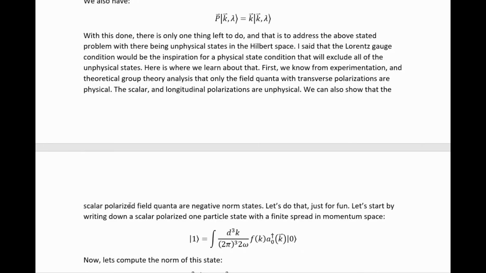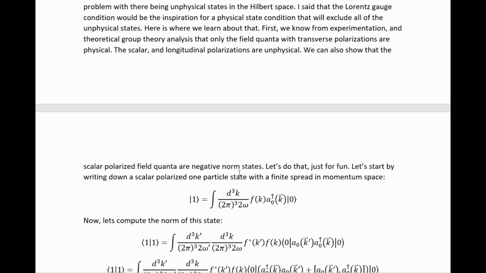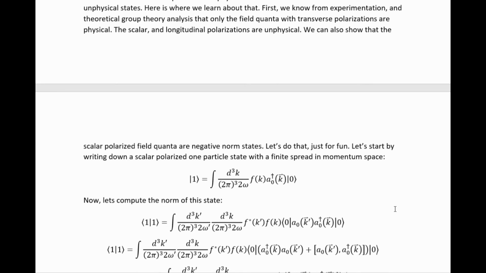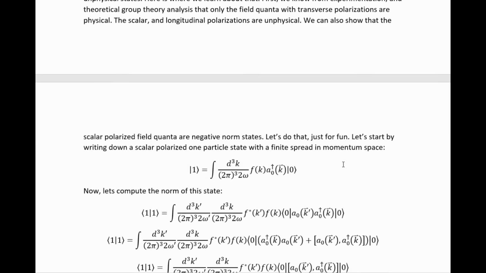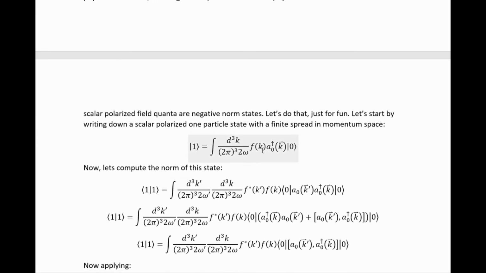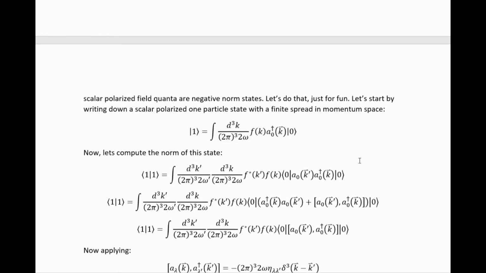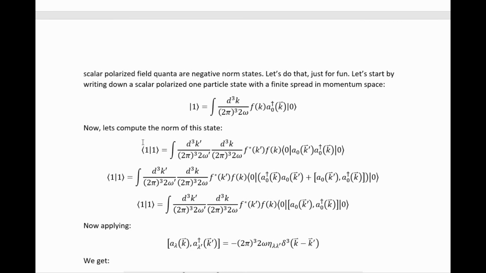We can also show that the scalar polarized field quanta are negative norm states, as I referenced above when I talked about the Hamiltonian. So let's now actually show that. Let's start by writing down a scalar polarized one-particle state with a finite spread in momentum space, which can be done by selecting this f function to have the suitable form. Now let's compute the norm. So we have this immediate formula for it.